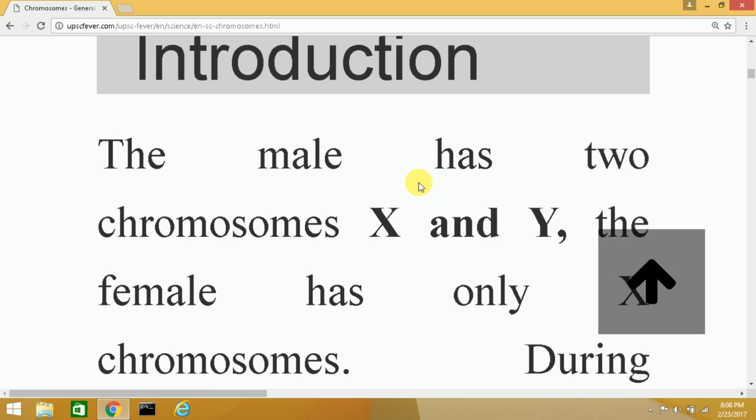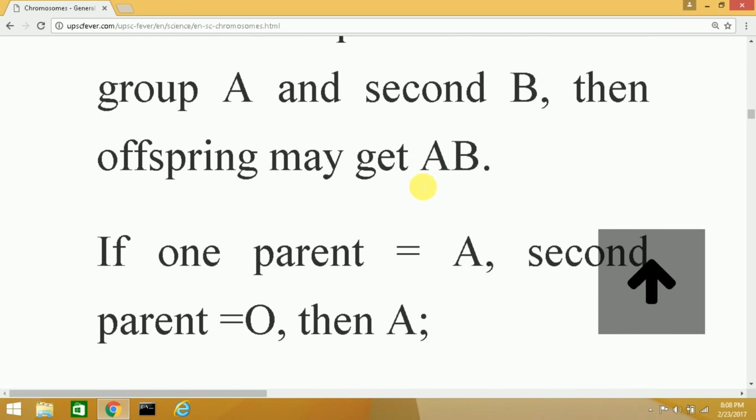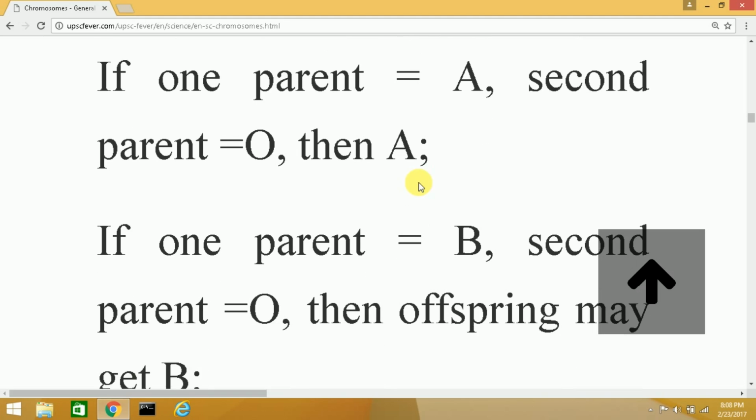Next, if one parent has B blood group, whereas the second has O, then the offspring shall have the B blood group. And if both the parents have O, then the offspring shall also have O blood group. If one of the parents has AB blood group, then the offspring shall have AB blood group. O negative is also known as the universal donor, whereas AB positive is the universal recipient.